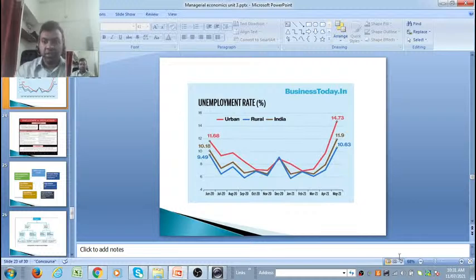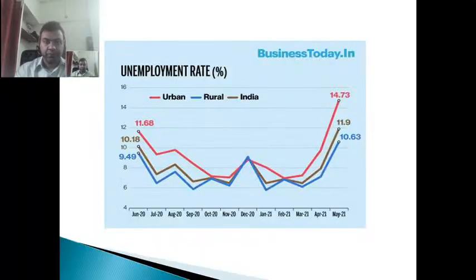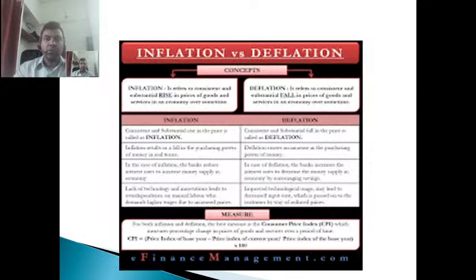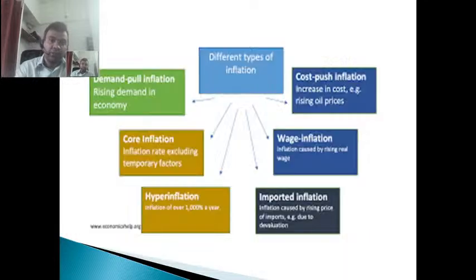Yesterday we discussed unemployment. Today we are going to discuss something called inflation and deflation. So what is inflation? Whenever prices of goods increase abnormally, that is called inflation.